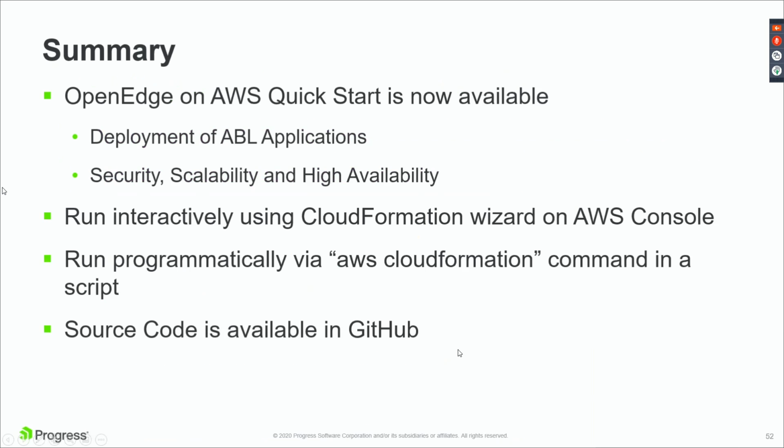In summary, the OpenEdge on AWS Quick Start is available today. You can use it for the deployment of ABL applications, N-tier, database, REST, web UI. It provides security, scalability, and high availability using AWS principles. For the Quick Start, you can run it interactively with the CloudFormation wizard. You can run it programmatically using the AWS CloudFormation command, and the source code is available in GitHub.